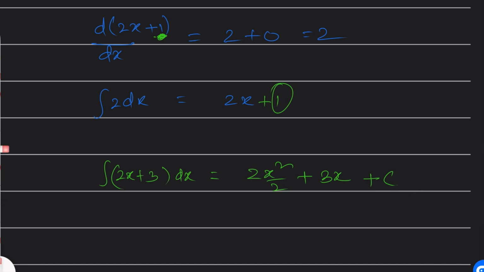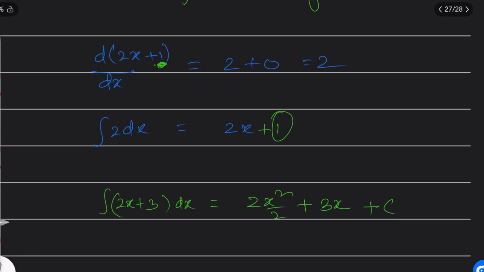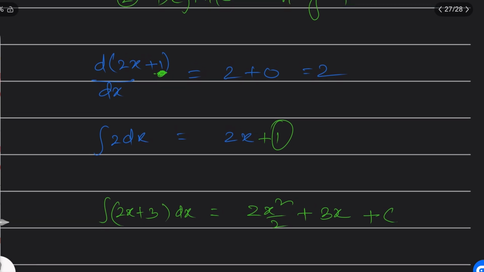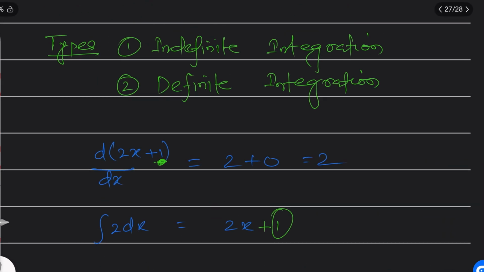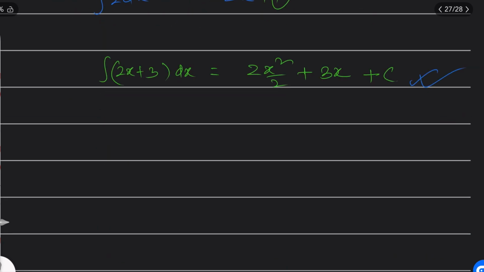Now, if I am not putting the limits, what are the limits? You understood indefinite. Now what is definite integration? This is the example of indefinite I gave. Now let me give you the example of definite integration. In definite integration, what are the things I am going to do?